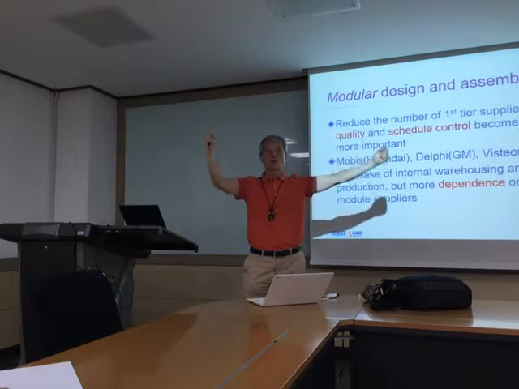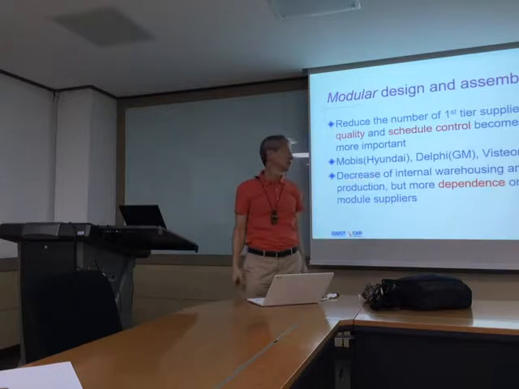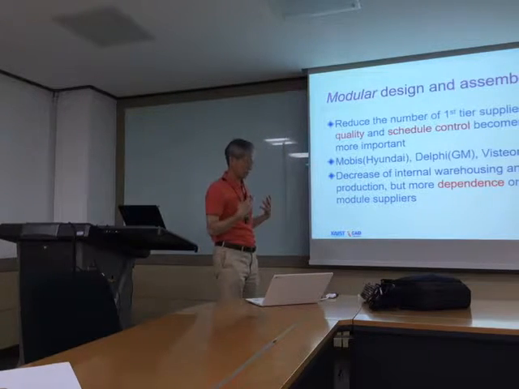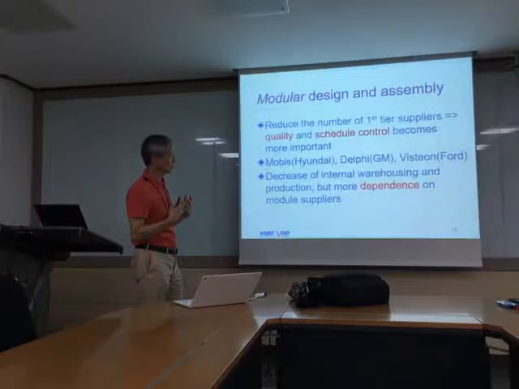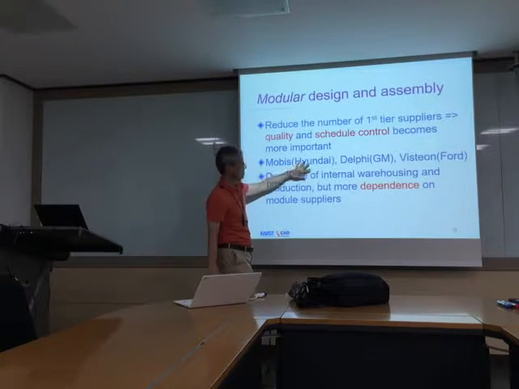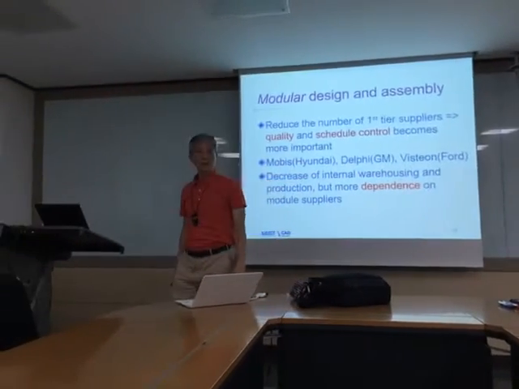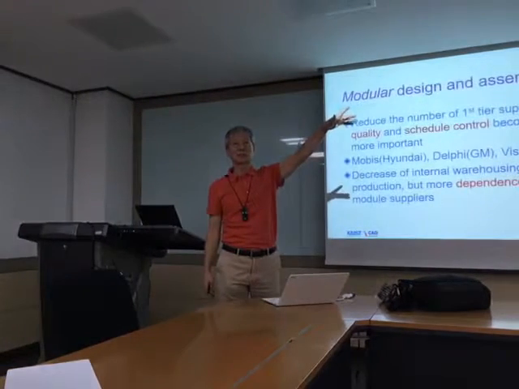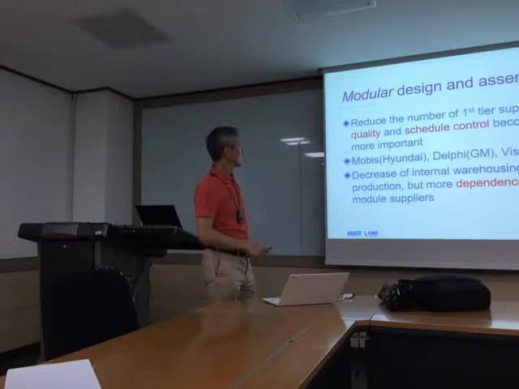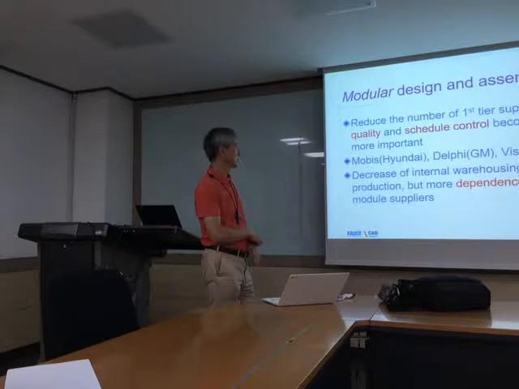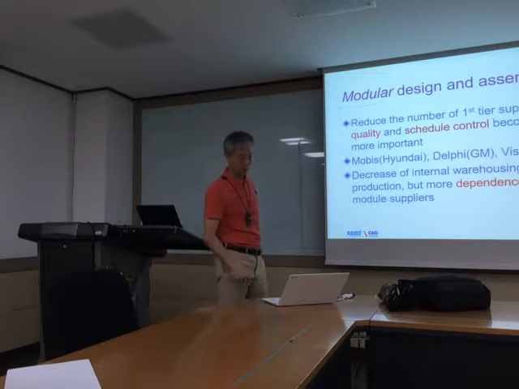So we call this whole set a module, and that is for the Hyundai company. Many of them are manufactured by Halla Visteon company. Halla Visteon is nearby the Shintanjin area. There is a big company there. So that part supplier, Mobis, is for Hyundai, and Delphi was for GM, and Visteon for Ford. It's a big company also. So we say, decrease of international warehousing production, but more dependency on module suppliers.